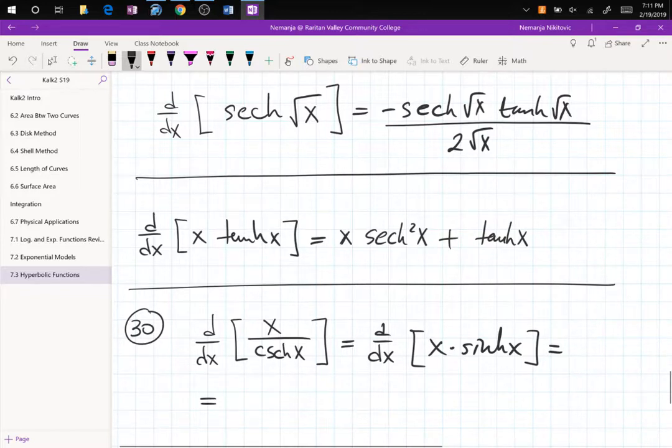Noobs. Why would you do that? Because who wants to do quotient rule if you can do product rule? It's too late. I already did it.